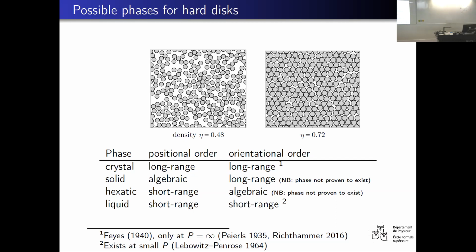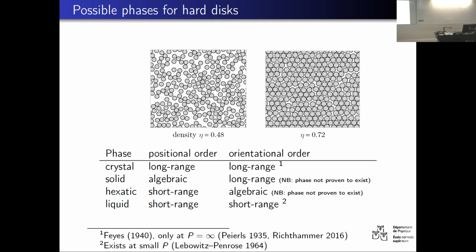And this was proven by Phase 1940, and it can only be realized at infinite pressure as suggested by Peierls, as proven by Richthammer, and as probably true for any particle system. So this crystalline state in 2 dimensions is completely excluded, except at close packing.